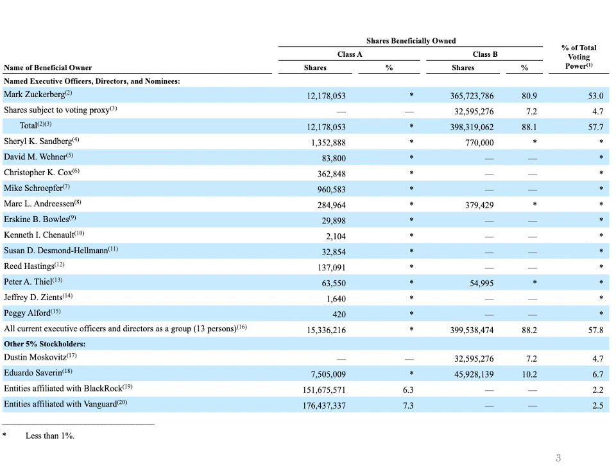Mark Zuckerberg, a founder and the CEO of the company, holds 80% of the Class B shares, and thanks to that, he's able to control 53% of the voting power at Facebook.